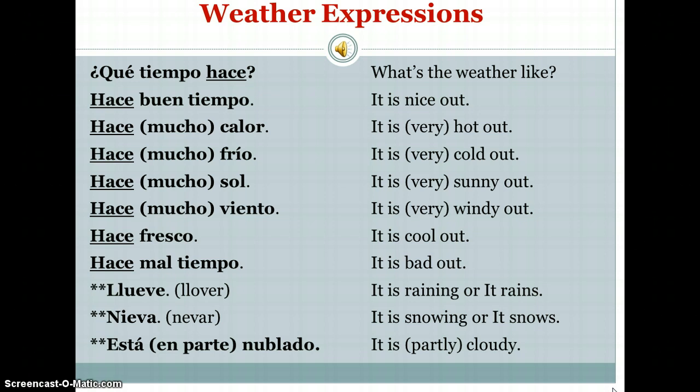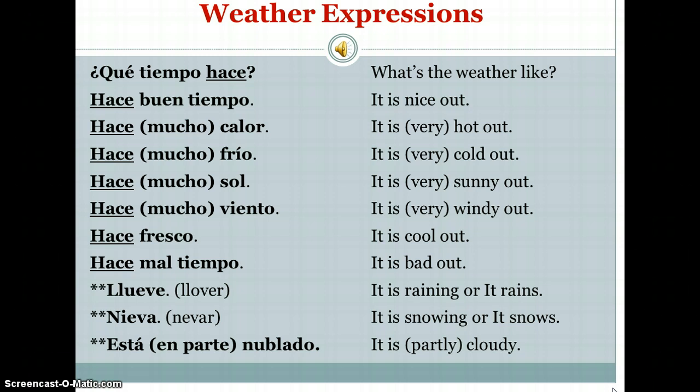It is to rain, and that was a stem changing verb, an O to UE, and you only use the it singular form of that, and you make the sentence llueve. One word, capitalize it, put a period at the end, means it is raining or it rains. Nevar was the verb for to snow, which was also a stem changing verb, an E to IE, and again you only use the it singular form to form the sentence nieva. Nieva means it is snowing or it snows.